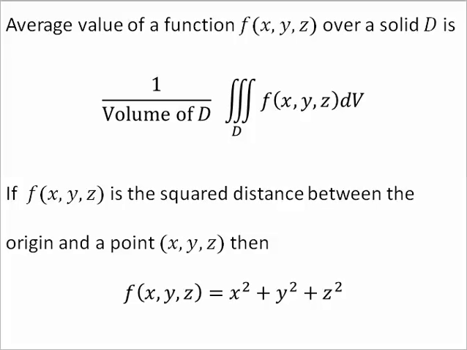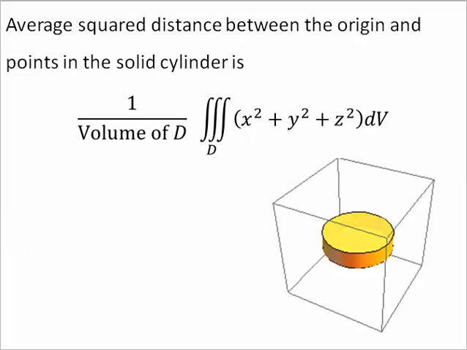If f is the squared distance between the origin and a point, then f would be x squared plus y squared plus z squared. Rewrite the integral. After we rewrite the integral, we look at the solid D.